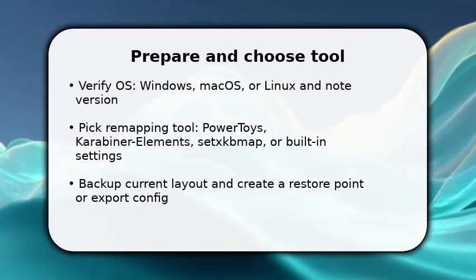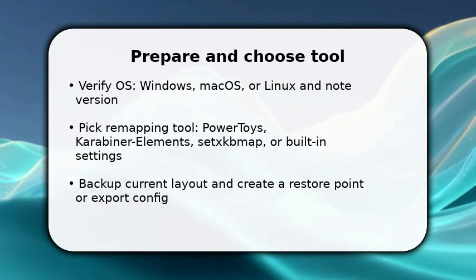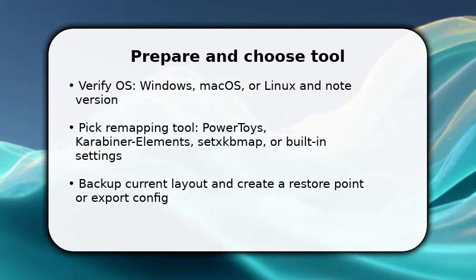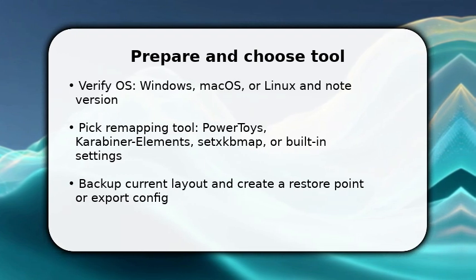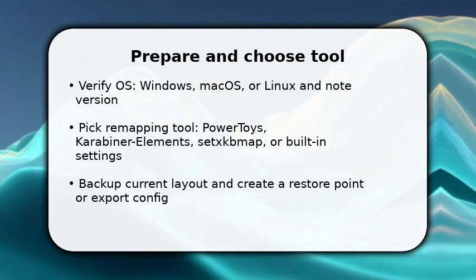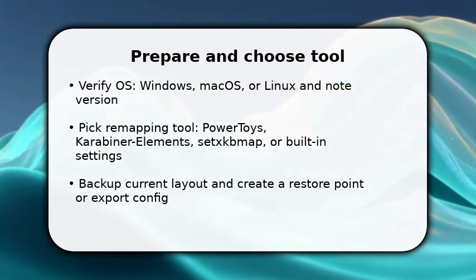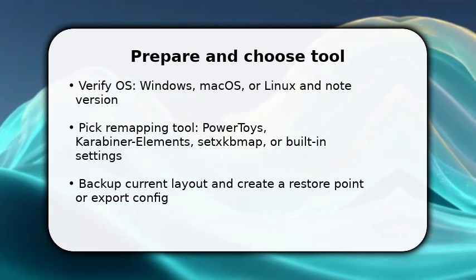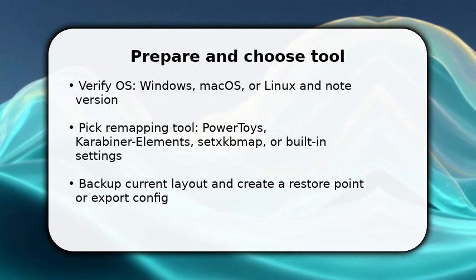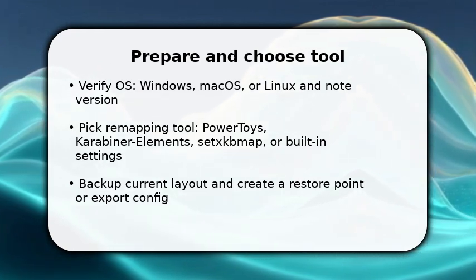You start by confirming your operating system and version because the method depends on it. Once done, choose a remapping utility that matches your needs. PowerToys for Windows, Karabiner-Elements for macOS, or KeyMapper for Linux. Built-in keyboard settings also work for simple swaps.